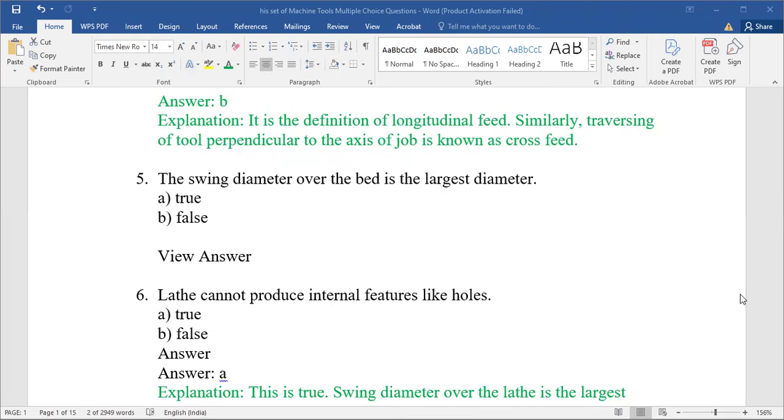Sixth one: lathe cannot produce internal features like holes. True or false? Lathe cannot produce internal features like holes.